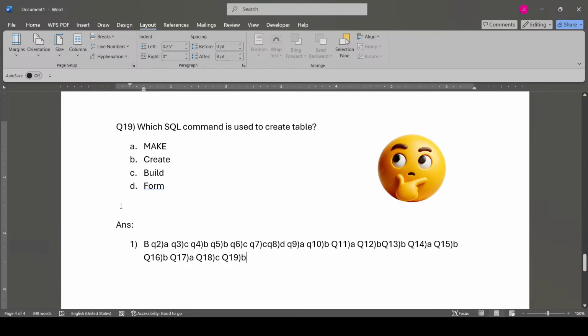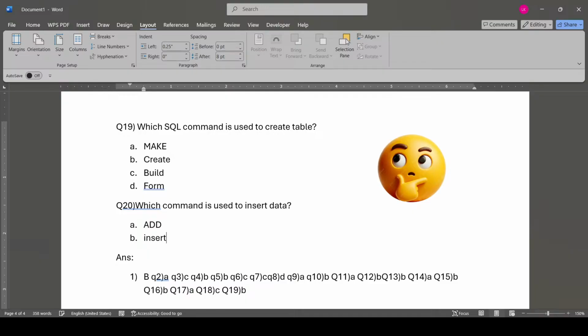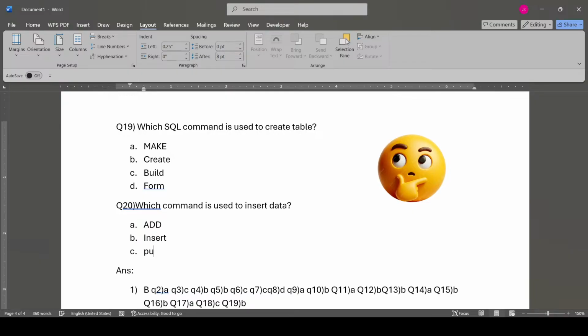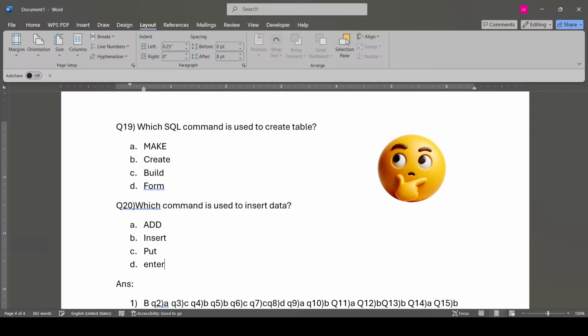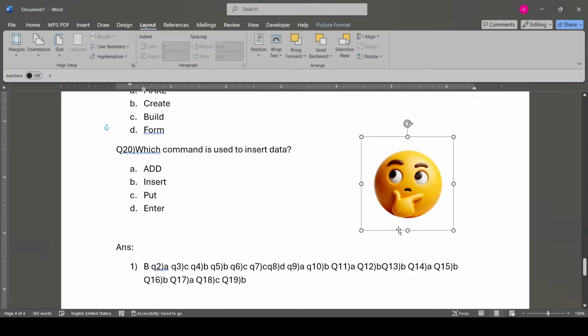Okay, now we are going to talk about question 20. Which command is used to insert data? First, add. Second, insert. Next, put. Next, add. So, which one is used here? You may guess it.